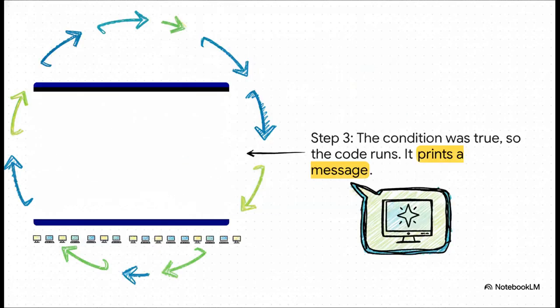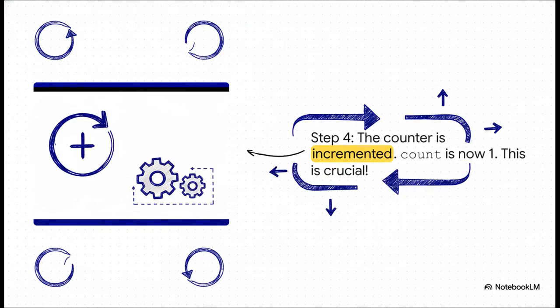Because that condition was true, the code inside the loop gets to run. And what does it do? It prints welcome to C++ to the screen. Boom, that's one time through. Now, this next line is maybe the most important part of the whole loop. We see count++. This little bit of code increases the value of count by 1. So count isn't 0 anymore, it's now 1.